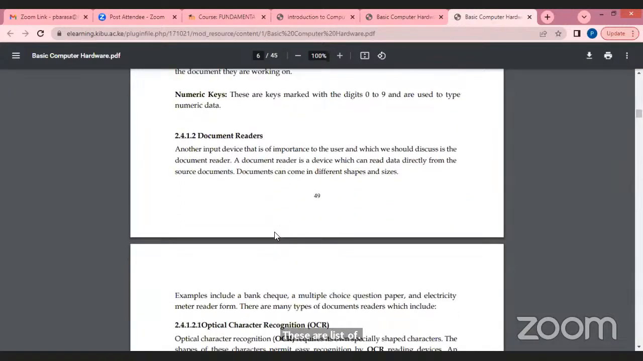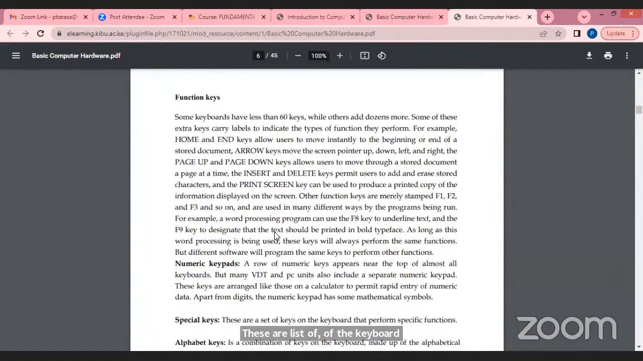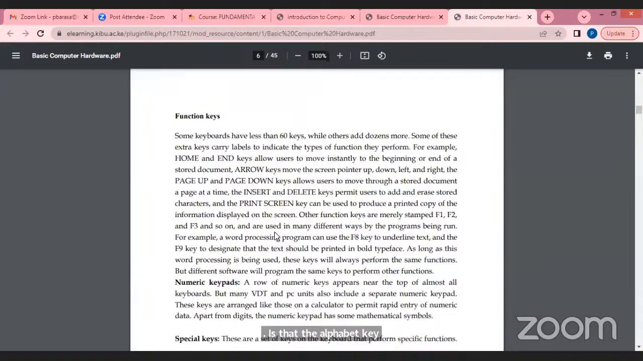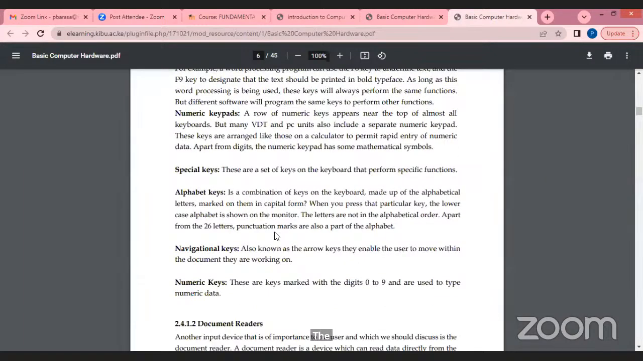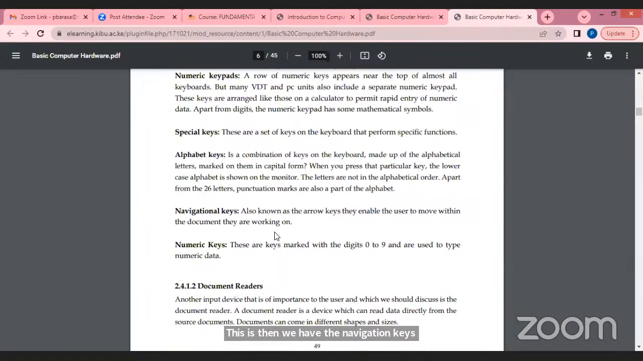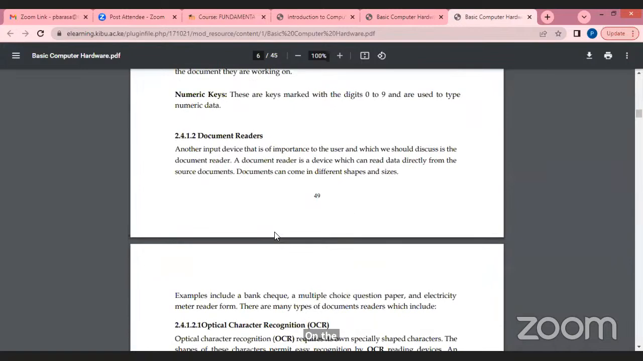Then we have document readers, another input device. So we have already looked at the keyboard, which has the following keys. I can just do a recap: function keys, numeric keys, special keys, alpha keys, navigation keys. Very important. Note that. Go into details and get to know what they are, because since you have interacted with the keyboard, I know you have an idea. Then we have what we call document readers.